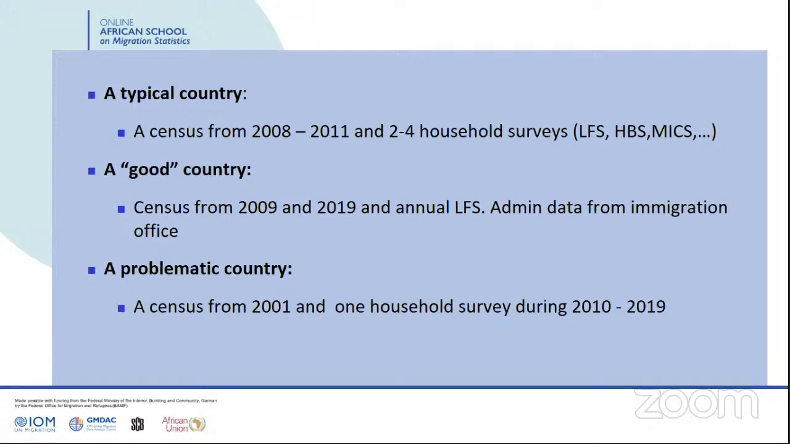And lastly, a problematic country. We may have a census from 2001, and only one household survey sometimes in the period 2010 to 2019. As you can imagine, there is not very much you can do with such a country except making very poor imputations for more or less the whole period.